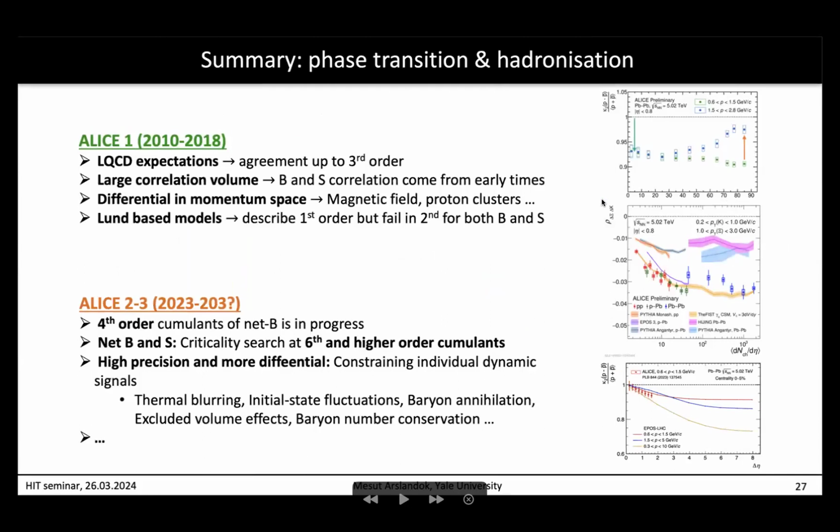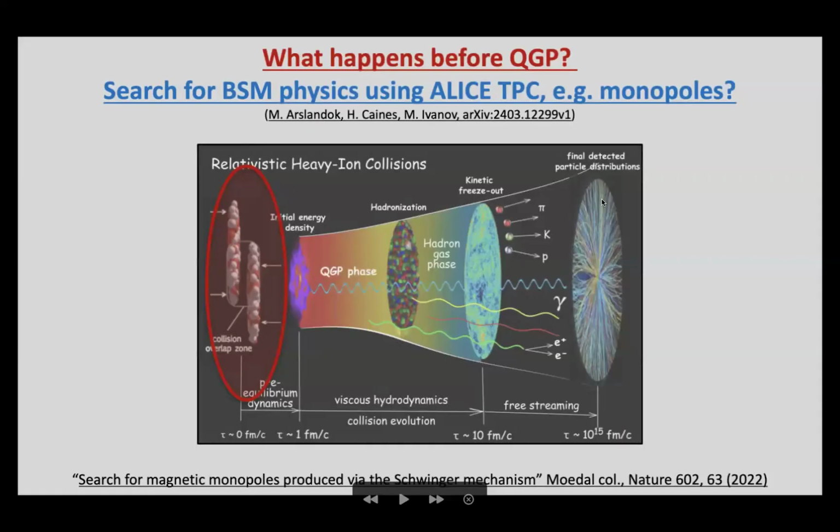And this is just a summary of what we have learned. And I think I don't need to go through it. If you want, I can flash the exotic one. Yes, please. This is more fun.